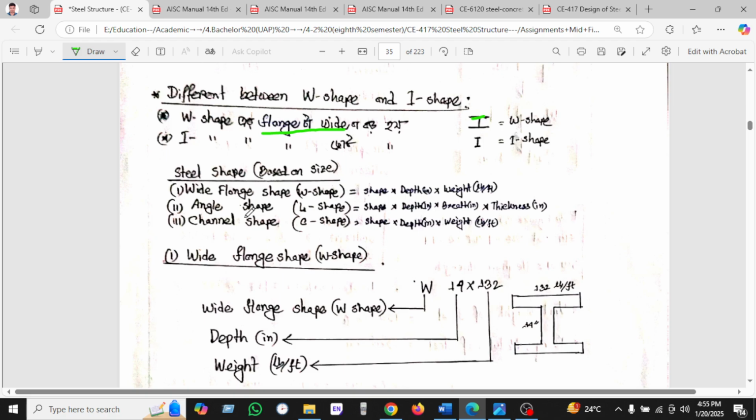We can see the shapes of steel structure are of three types: the wide flange shape, which is W shape, the angle shape, L shape, and the channel shape, C shape. So we have shape plus depth plus width. This is the basic sequence: shape plus depth plus breadth plus thickness, and shape plus depth plus weight.